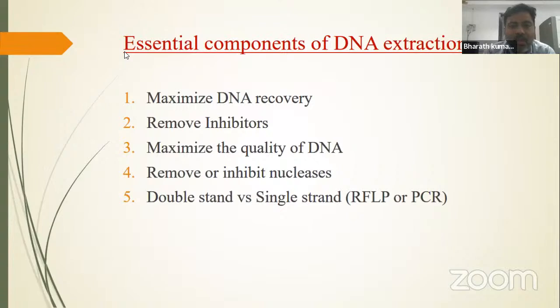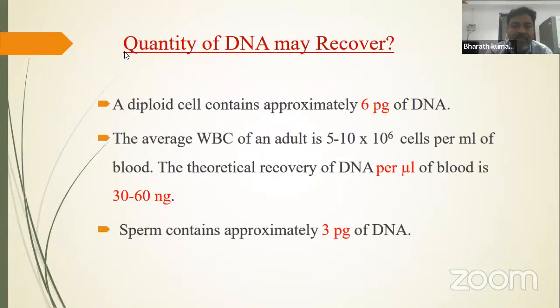And then, what quantity of DNA may we recover? For example, how much DNA can we recover from blood, or from seminal fluid? All these points are very important, that is, how much quantity we can extract from different sources. For example, a diploid cell contains approximately 6 picograms of DNA. The average WBC count of an adult is 5 to 10 times 10 to the power of 6 cells per ml of blood.